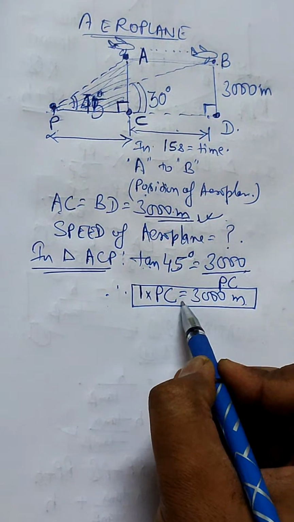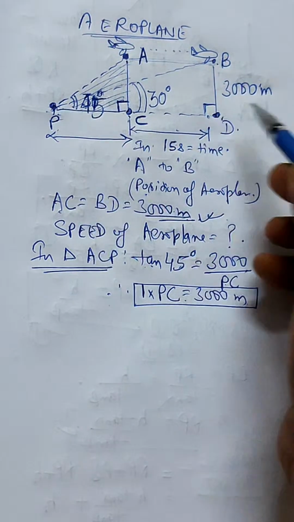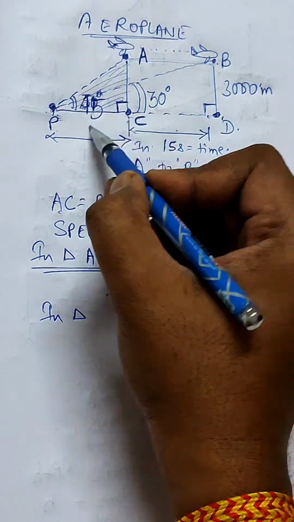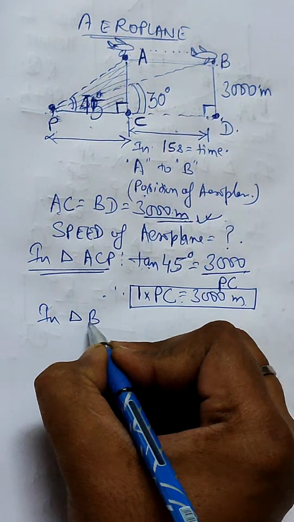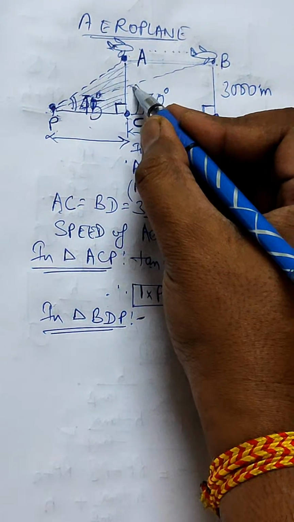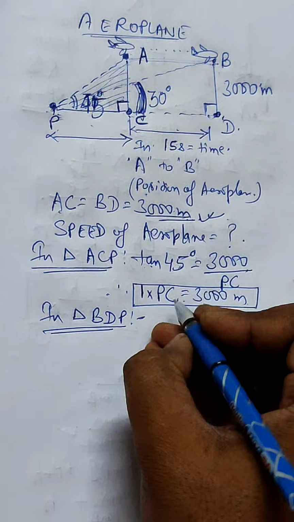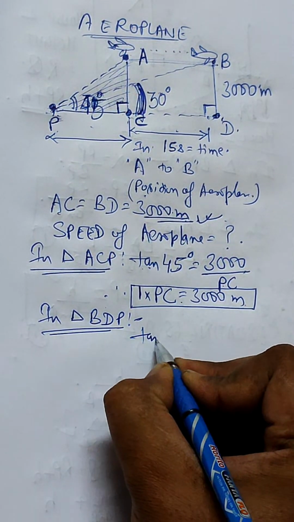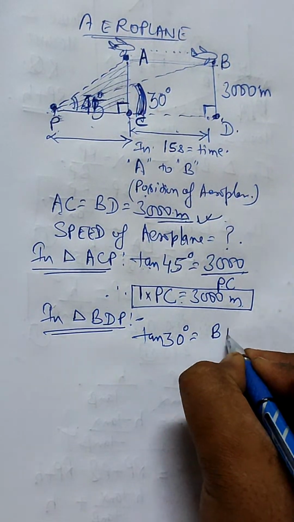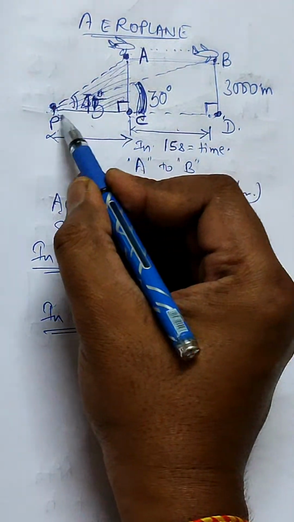Now, the second part, come to the triangle PBD, right? Just as you wrote ACP, write in a similar fashion BDP. So in triangle BDP, right angle at D, tan of 30 degree, because this is the angle of elevation for the second position of the aeroplane, right? So tan of 30 degree is BD by, the height of BD is 3000 meter already given, BD divided by PC plus CD.